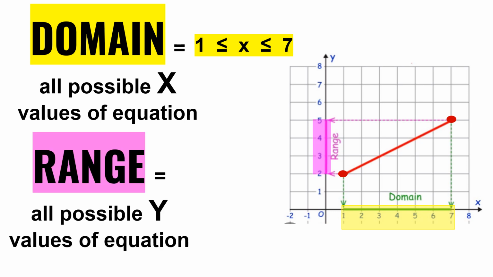Now what about my range? Well, now I'm going to look at my y values, starting at my lowest y value all the way up to my highest y value. And I see that it's all between 2 and 5.